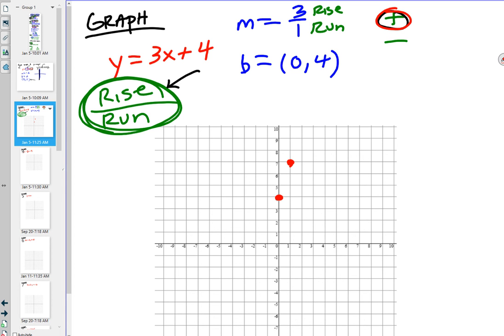And there's your 2 points. I prefer 3, but if you want to go up and to the right again, that's fine. Just make sure that when you go up, it has to be 3. When you go to the right, it has to be by 1.